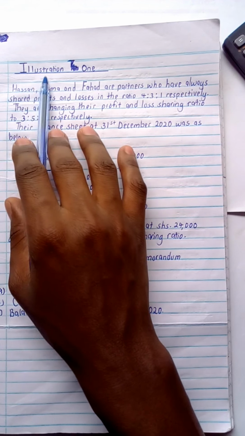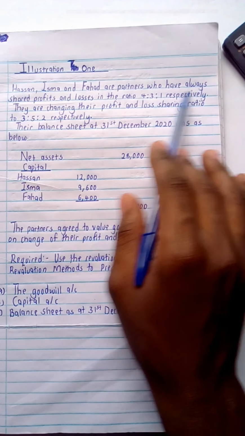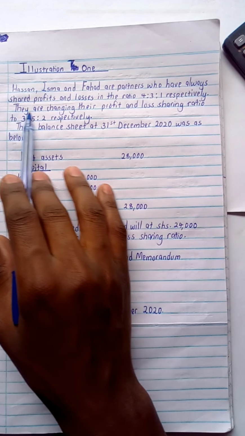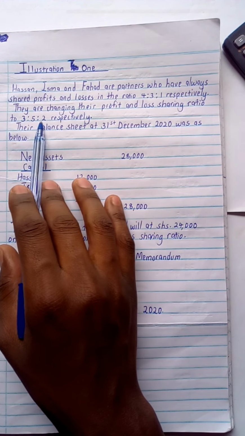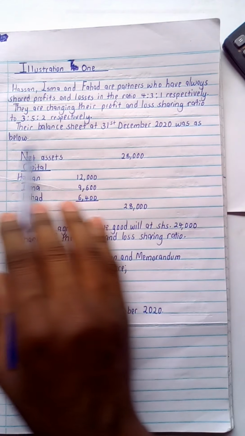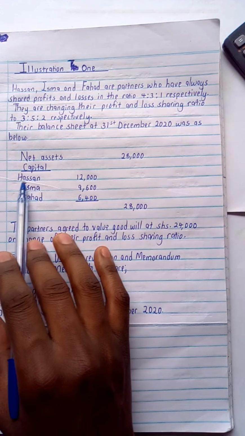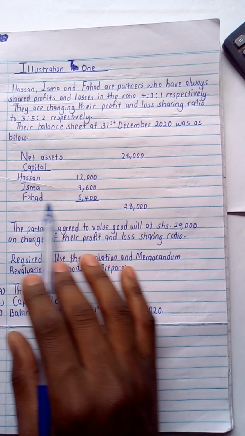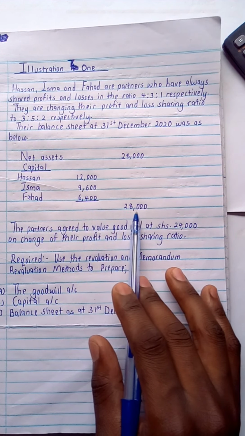So for today, I'm having illustration 1, which is saying Hassan, Isma, and Fahad are partners who have always shared profits and losses in the ratio 4:3:1 respectively, and they are changing their profit and loss sharing ratio to 3:5:2 respectively. Their balance sheet as at 31st December 2020 was as below. So we're having net assets 28,000, capital Hassan is having 12,000, Isma is having 9,600, Fahad is having 6,400, and the total capital here is also 28,000.